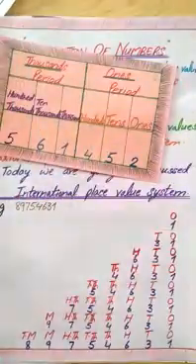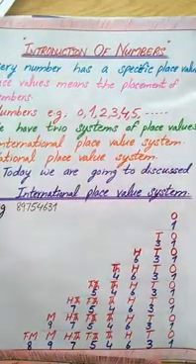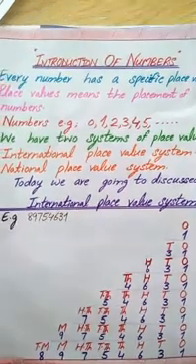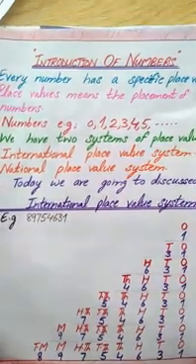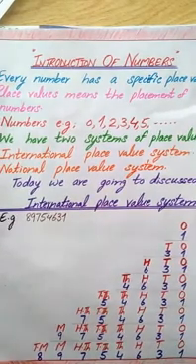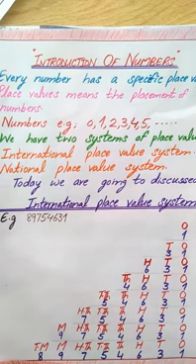Let's start the lecture. In the first chapter, we have the introduction of numbers and arithmetic operations. First of all, learn about the numbers. What is a number? Every number has a specific value. Every number has a specific place value. Place value means the placement of numbers. Numbers are 0, 1, 2, 3, 4 and so on.